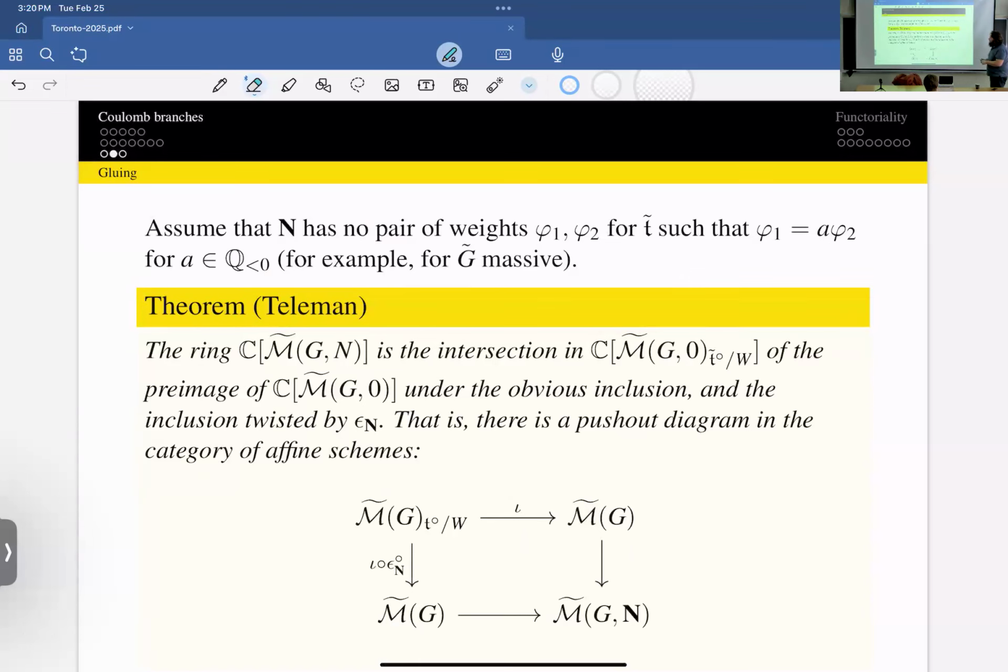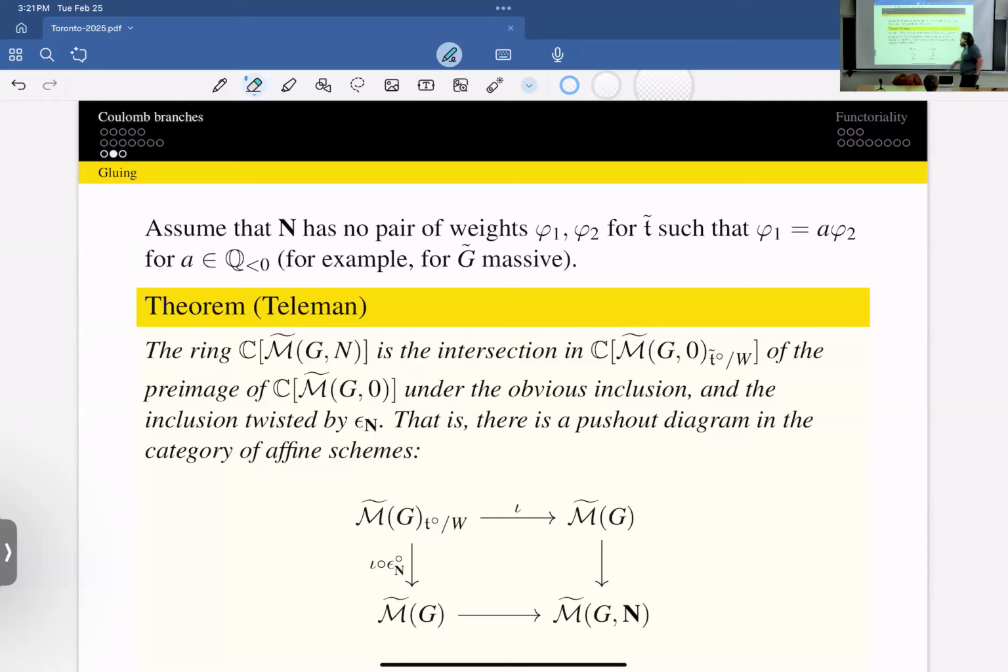All right, and there's a theorem of Coulomb. This is a little bit modified version from my paper with Tom Gannon, that if I don't have any pair of weights such that one is a negative rational multiple of the other, so I can avoid this by assuming that my G star is massive. This is what Coulomb does. He just adds in this scaling C star, and then this can never happen because every weight has weight 1 under the scaling C star.